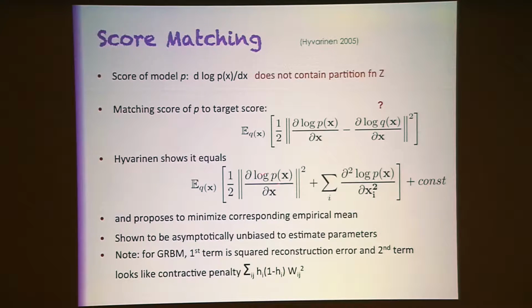So this is just the norm of the score from your model, and this is the sum of the diagonal second derivatives. So that's what score matching is about. Different algorithms in which you define an energy function and then you minimize that criterion.